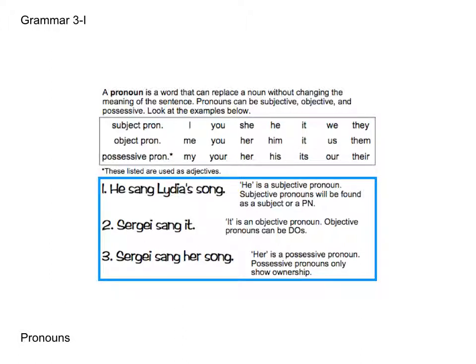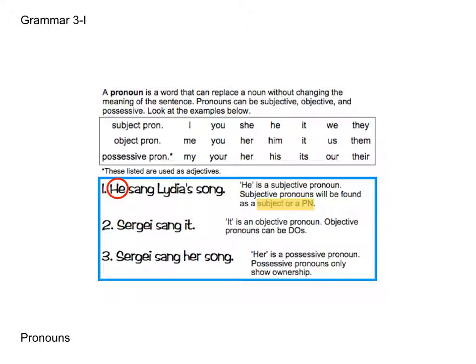So our first example is, he sang Lydia's song. Here we have the word he as our pronoun, and here we can see he is a subjective pronoun. Subjective pronouns will be found as a subject or a predicate nominative. Because remember, when you have a predicate nominative, the pronoun is still subjective. We went over that in the first book, so that should not be new information.